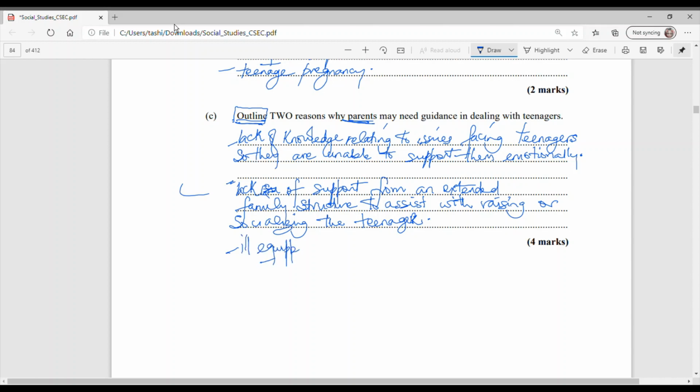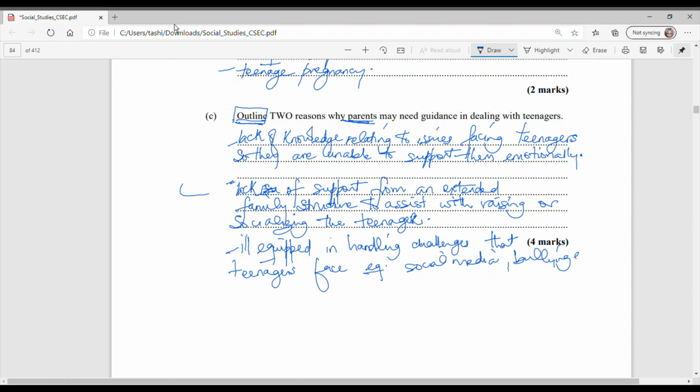in handling challenges that teenagers face, for example, social media, and you would flesh this one out a little, bullying, etc. You would flesh this one out a little, especially since the question says that you should outline.